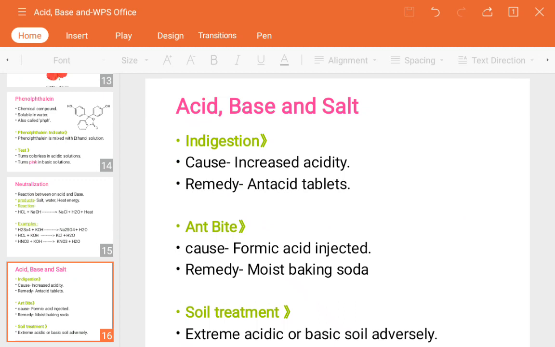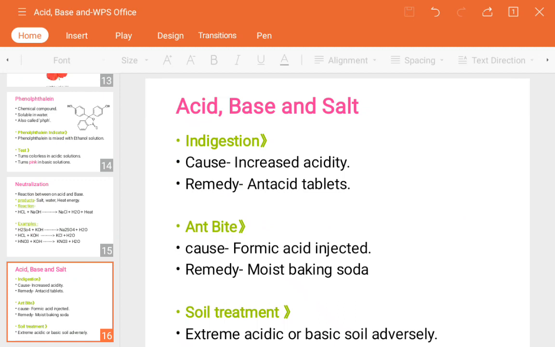Next, what is the remedy for an ant bite? Moist baking soda. When you put moist baking soda on the region where the ant has bitten, you will get relief. You can do this at home also by applying baking soda. Moist means you can just add some water to it.